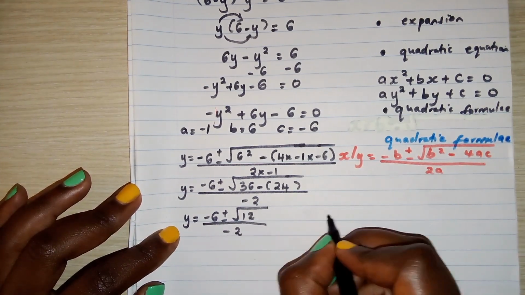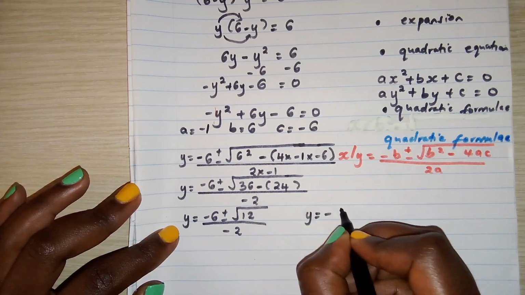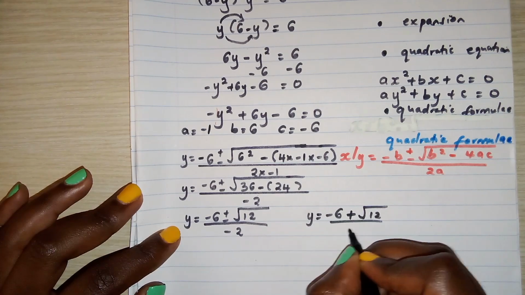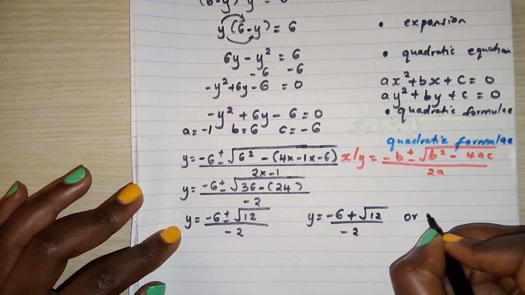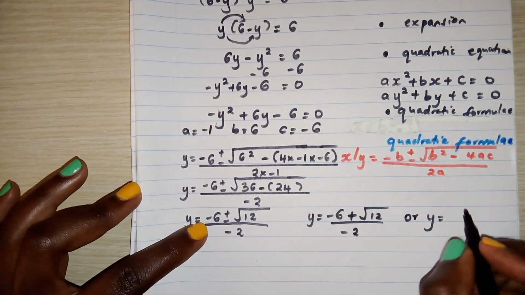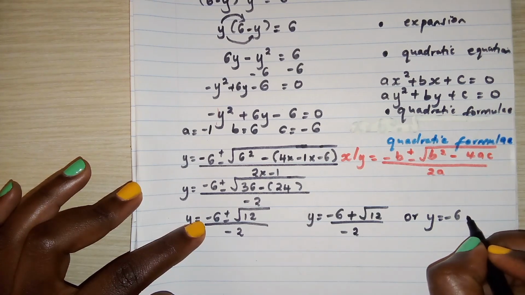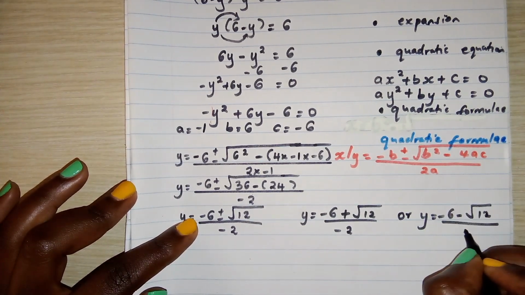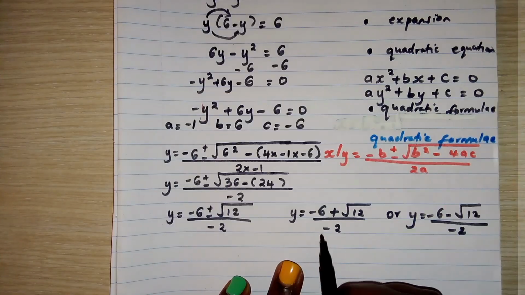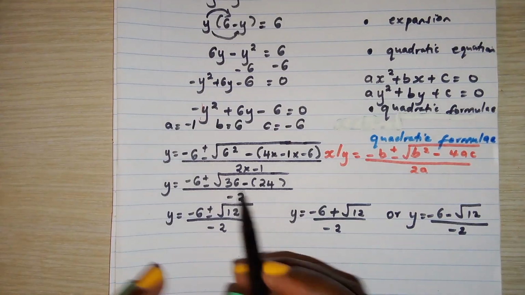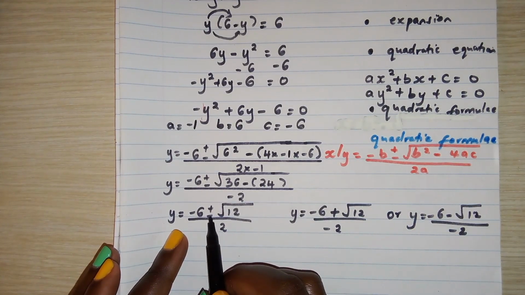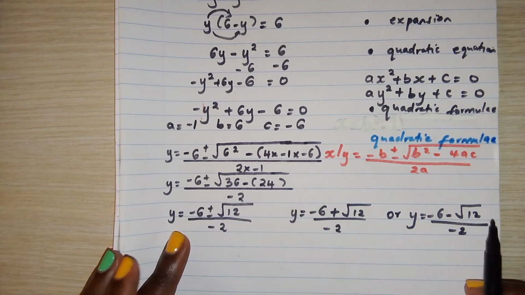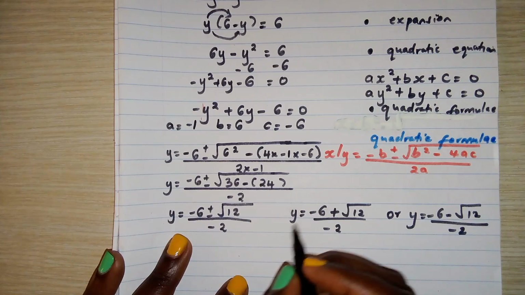So here we have two values. We have y equals negative 6 plus root 12 all over negative 2, or we have y equals negative 6 minus root 12 all over negative 2. Here we have two values for y because there's a plus here and a minus on the next one. So these two would be our answer, but we can simplify it.